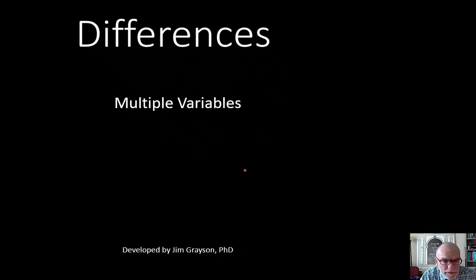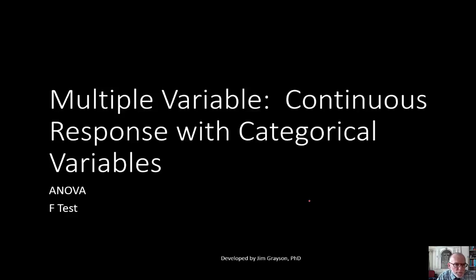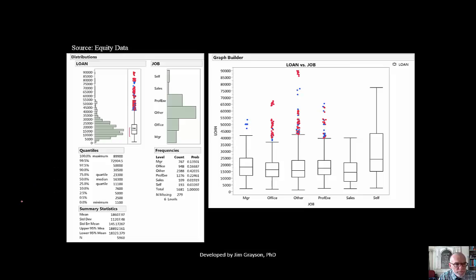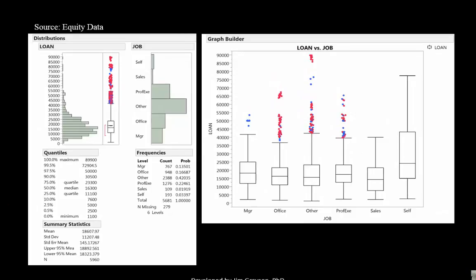Welcome back. We're looking at differences, but this time between more than two variables. So I have a continuous response with categorical variables, and we'll be looking at the idea of ANOVA and F-test. So this shows a scenario with that situation.